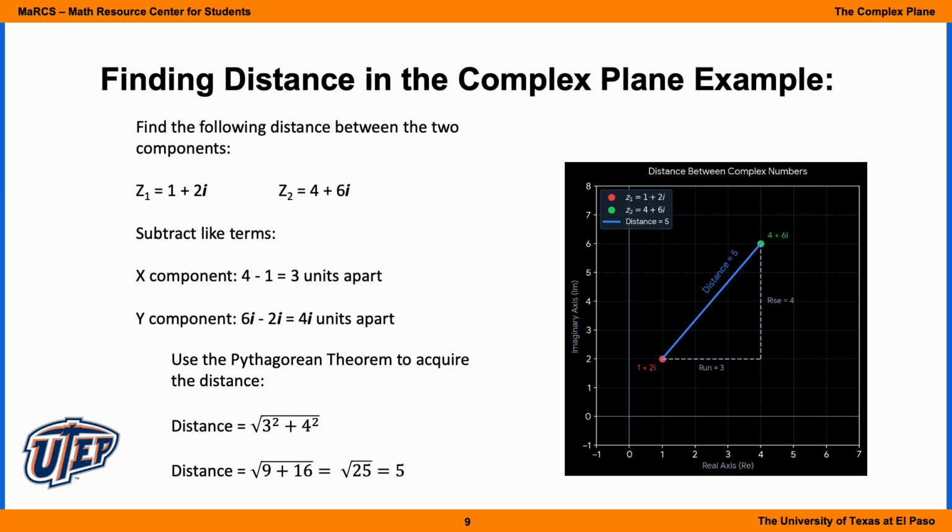In this example, we're told to find the distance between the two complex numbers z1 equal to 1 plus 2i and z2 equal to 4 plus 6i. So first we subtract the real portions, so 4 minus 1 is equal to 3. Then we subtract the imaginary portions, so 6 minus 2 is equal to 4. Then, using the Pythagorean theorem to acquire the distance, we take the square root of 3 squared plus 4 squared. So 3 squared is 9 and 4 squared is 16, so 9 plus 16 is equal to 25, and the square root of 25 is equal to 5.